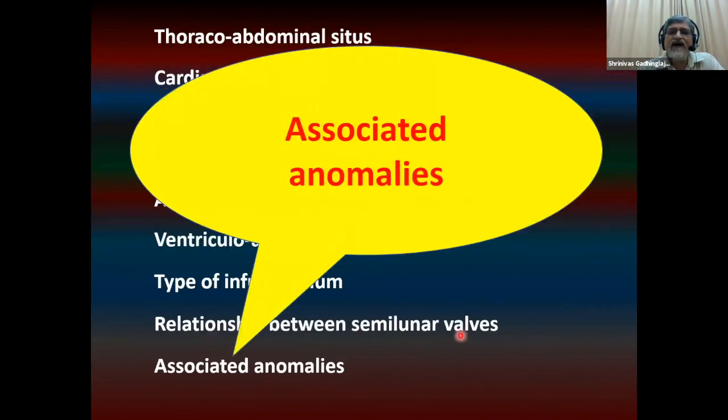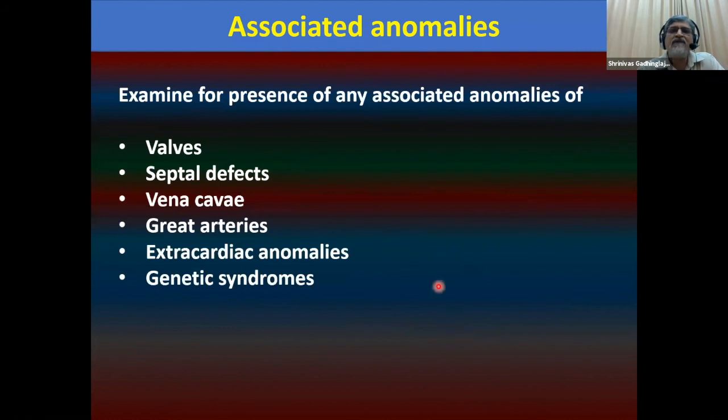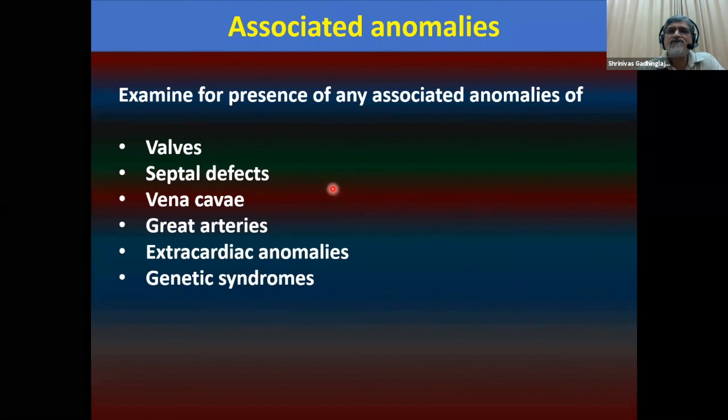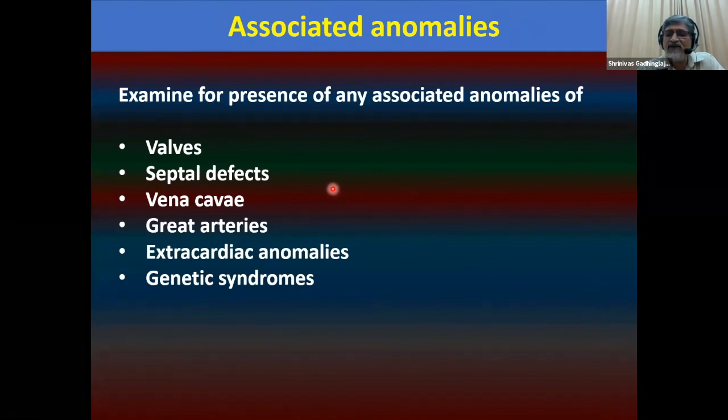And now coming to the final topic, that is associated anomalies. There may be multiple anomalies involving the valves, the septal defects, vena cava, the great arteries, extracardiac anomalies, and the genetic syndromes. All of these may be associated. So we should look for associated anomalies when we are going through segmental analysis.